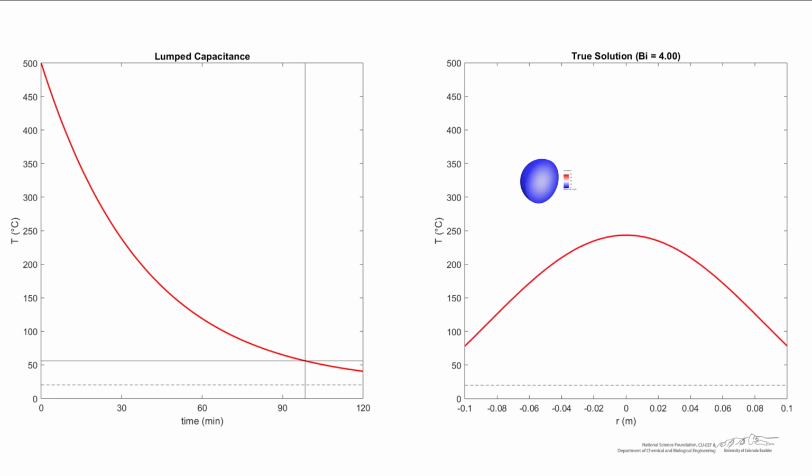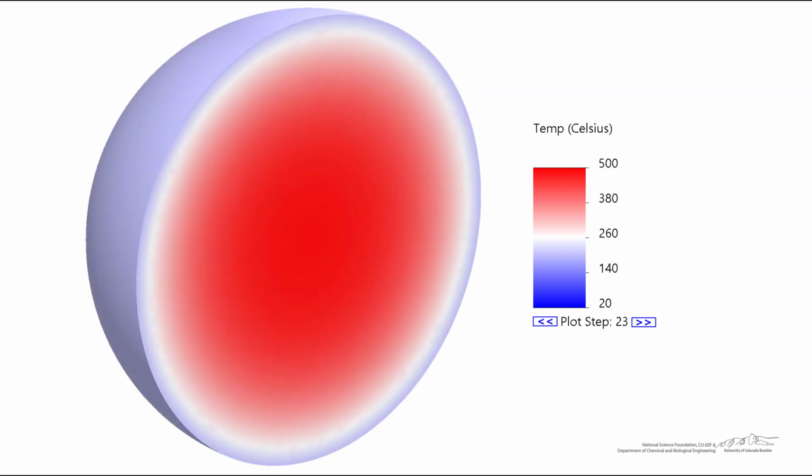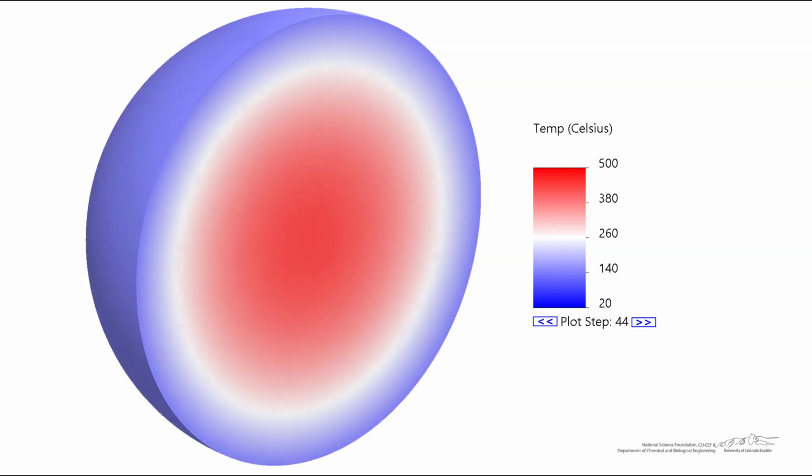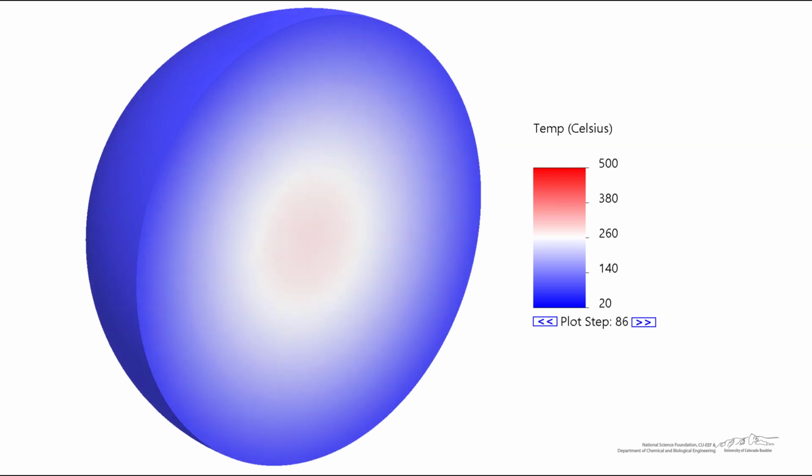So now you're looking at an FEA simulation of the same problem, in which the Biot number is equal to 4. Each frame in this simulation represents 1 minute, so it's occurring over 2 hours. We again see the rapid decrease in temperature of the exterior of the sphere and a slow decrease in temperature of the interior.